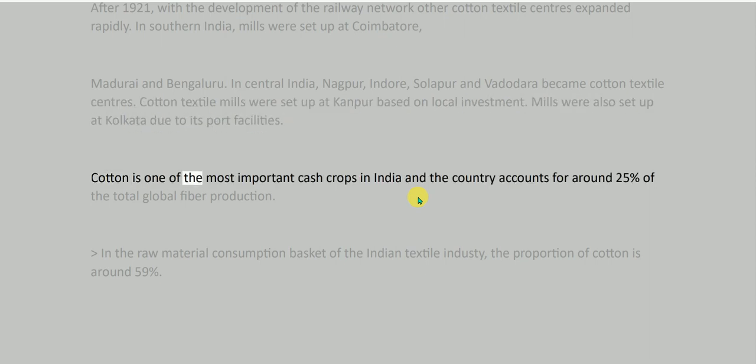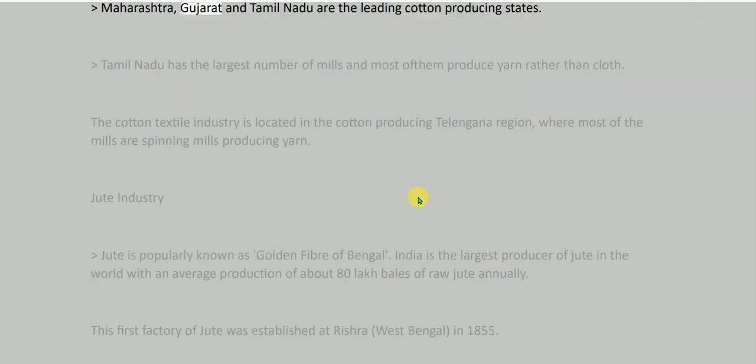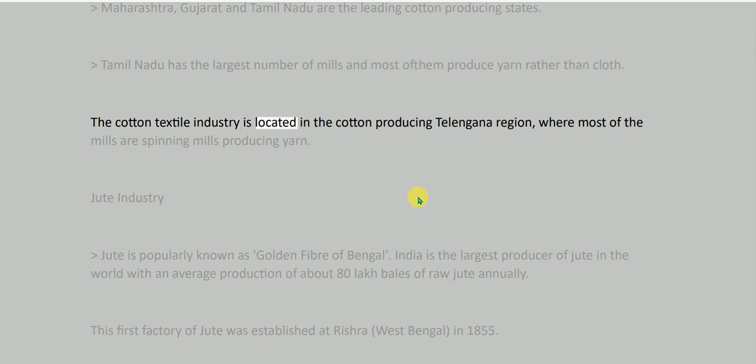Cotton is one of the most important cash crops in India and the country accounts for around 25% of the total global fiber production. In the raw material consumption basket of the Indian textile industry, the proportion of cotton is around 59%. Maharashtra, Gujarat and Tamil Nadu are the leading cotton producing states. Tamil Nadu has the largest number of mills and most of them produce yarn rather than cloth. The cotton textile industry is located in the cotton producing Telangana region, where most of the mills are spinning mills producing yarn.